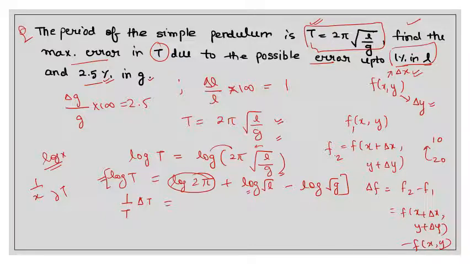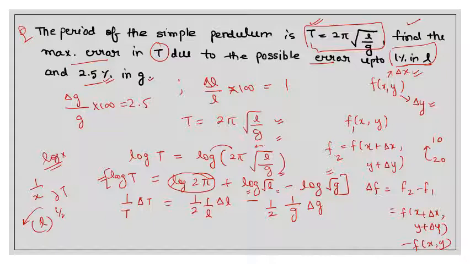Then here, root L means L raised to power 1 by 2. So when you solve log, the power comes out as a coefficient, right? And now you have L, so that will be delta. For log L, what you have got is 1 by L, and delta L will be your partial differentiation. Same here, 1 by 2, 1 by G, delta G, correct?